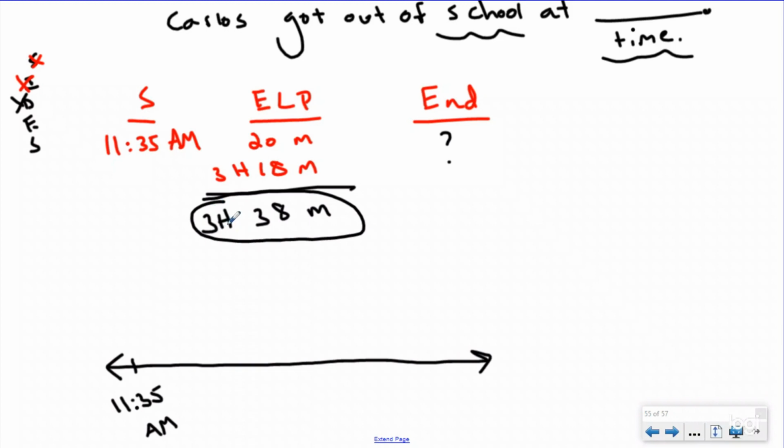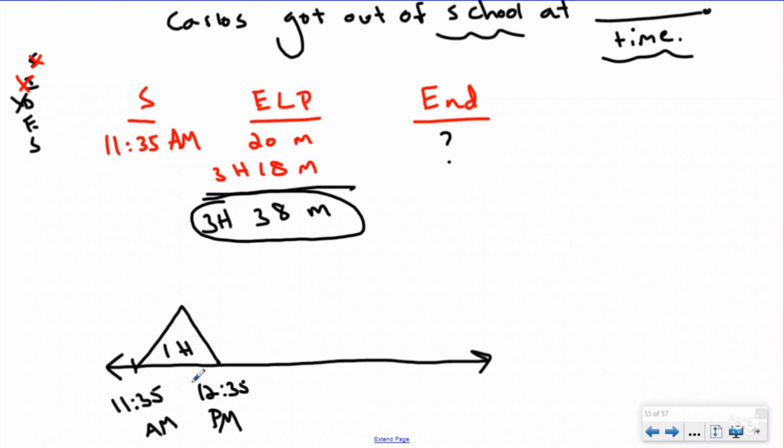So the first thing I want to do is get rid of my hours. If I add 1 hour here, that's going to take me to 12:35, right? But now I went from AM to PM, because once I cross over 12, my labeling of the time changes. When you cross over 12, it's either going to change from PM to AM or from AM to PM, from the morning to the afternoon, or from the afternoon and night back to the beginning of the next day in the morning.